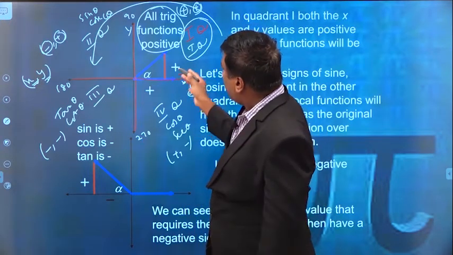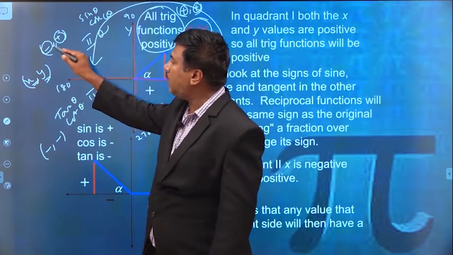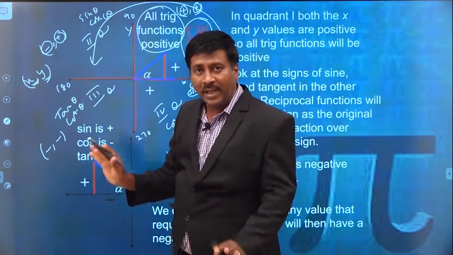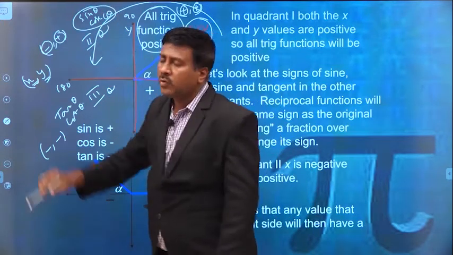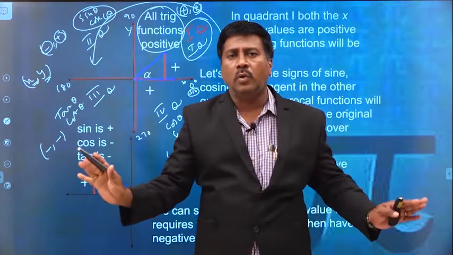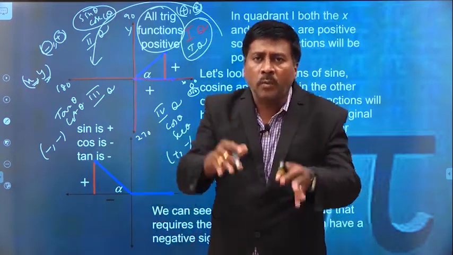So whenever we have to move to the second quadrant, the x value is to be negative and the y value is to be positive. That is why only sine theta and its reciprocal, cosecant theta, are positive. Whatever the remaining trigonometric ratios are, all are to be negative.